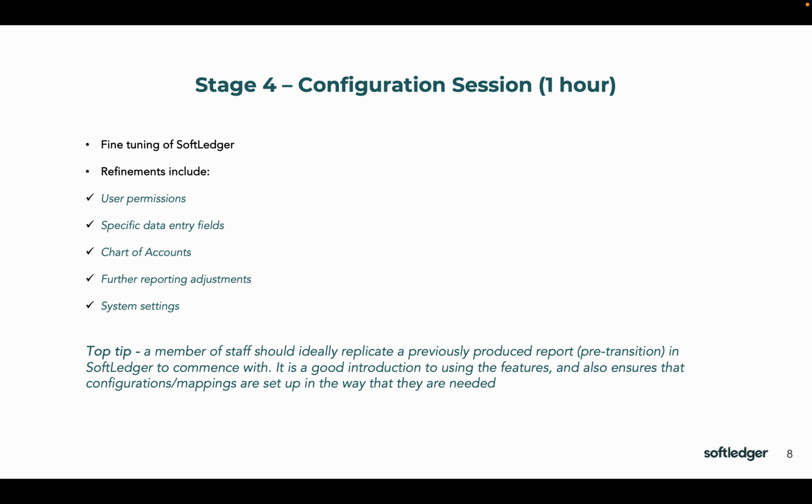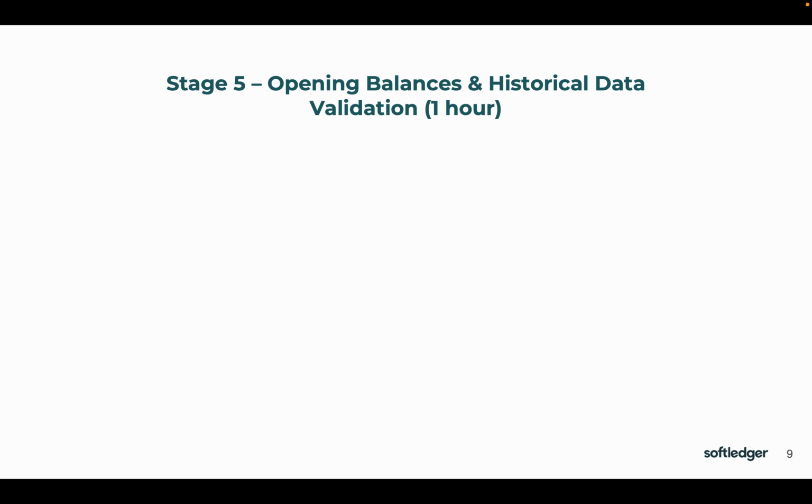Top tip: a member of staff should ideally replicate a previously produced report pre-transition in SoftLedger to commence with. It is a good introduction to using the features and also ensures that configurations/mappings are set up in the way they are needed. Stage 5, opening balances and historical data validation.